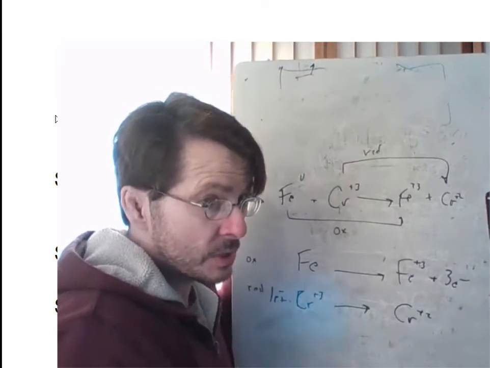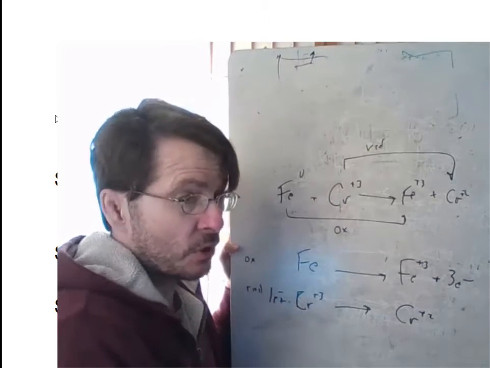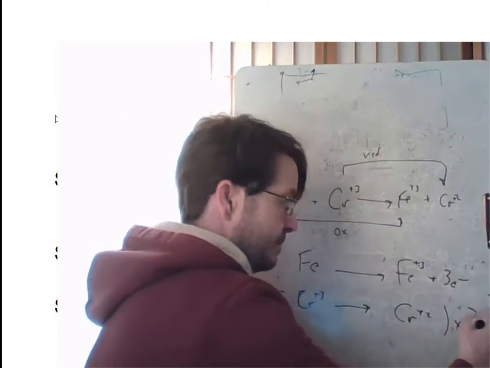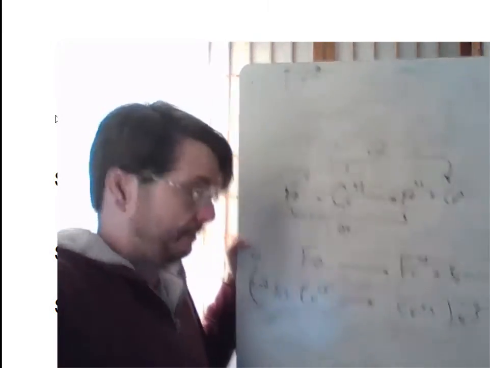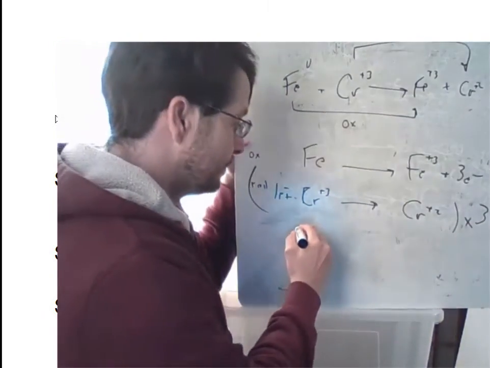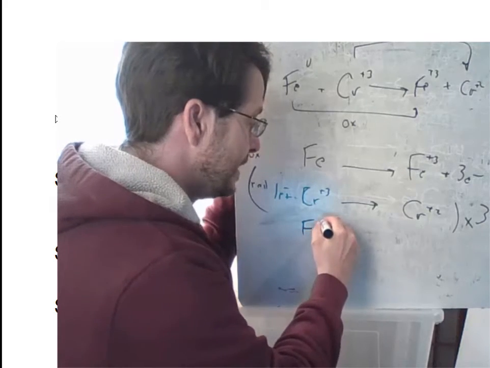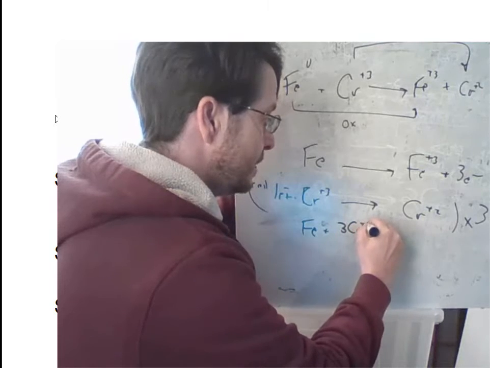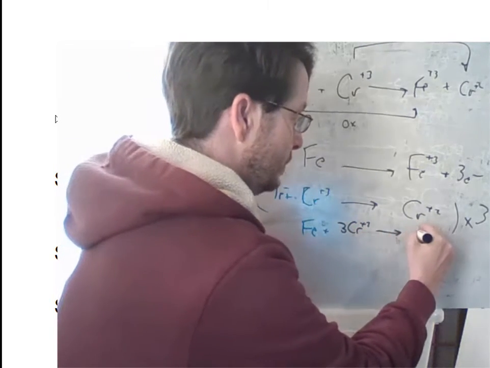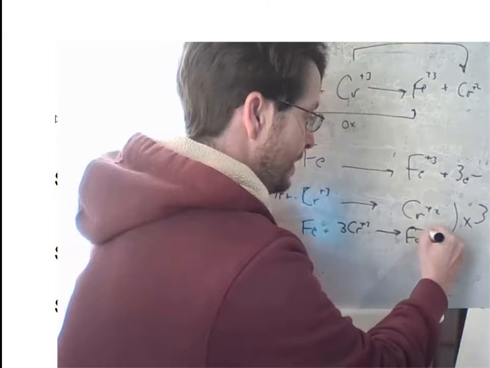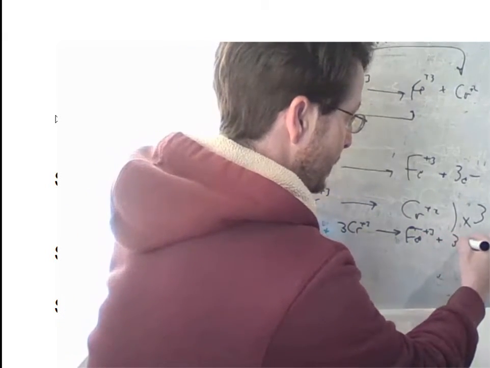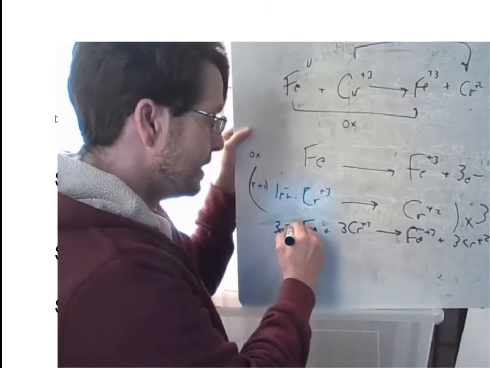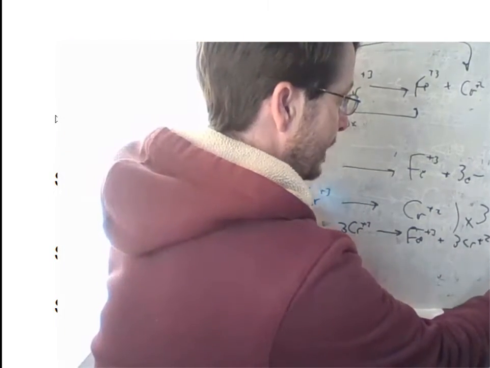For this reaction to proceed, we would need to transfer 3 electrons. And so the way we do that is multiply this entire reaction by 3. And so this would be Fe plus 3 Cr plus 3s goes to Fe plus 3 plus 3 Cr plus 2s. The 3 electrons that are here cancel out the 3 electrons that are here.